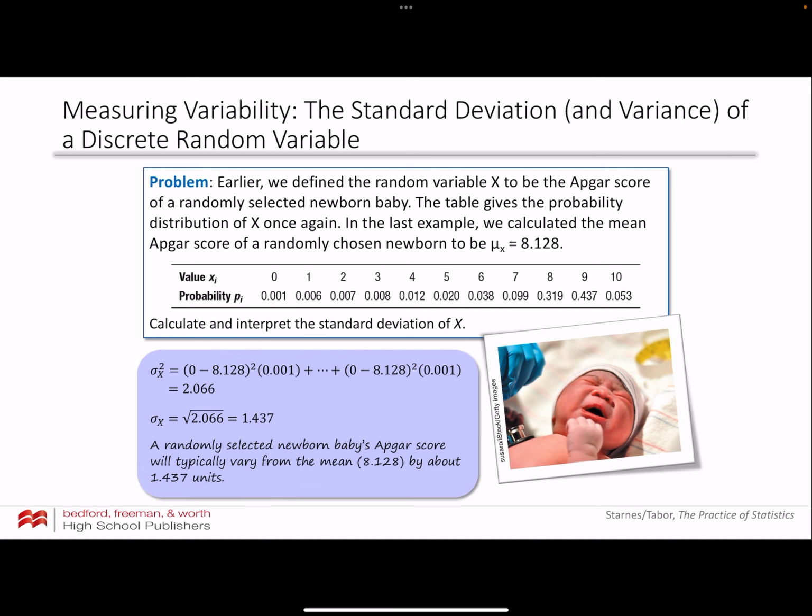So interpretation, again, a randomly selected newborn baby's APGAR score is typically going to vary from the mean by about 1.437. We just have no units here because the APGAR score doesn't really have units. So the interpretation of standard deviation in this chapter is essentially the same as in chapter 1, but you're just talking about the baby being randomly selected.